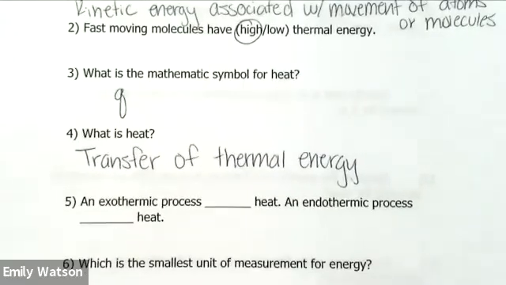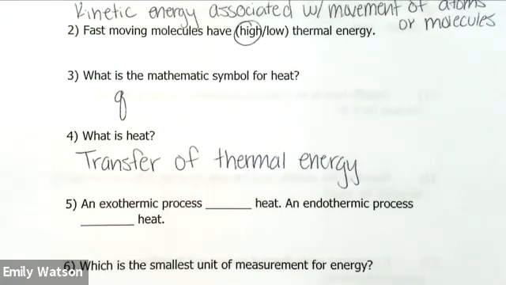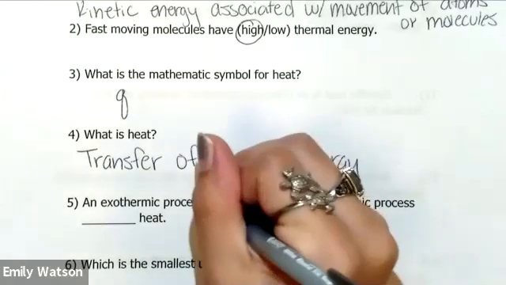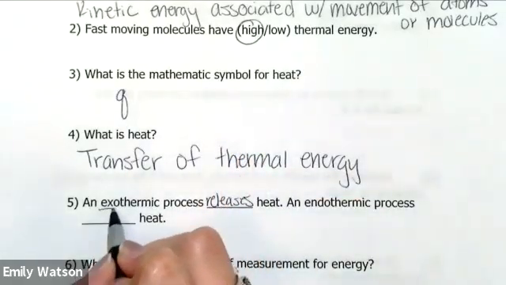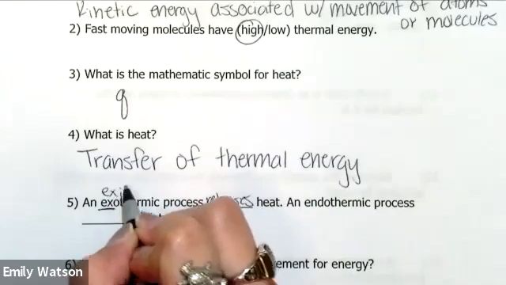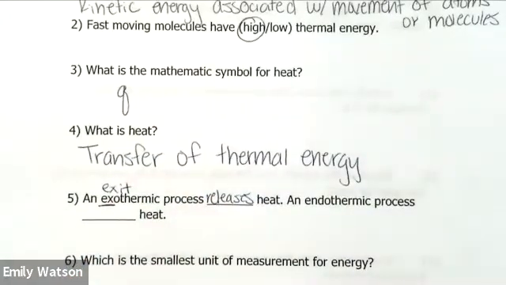So an exothermic process blanks heat. Does it absorb heat or release heat if it's exothermic? Release. Sorry I made this line so small. Release is X as in exit. It's leaving the system. So that means an endothermic process must absorb heat.